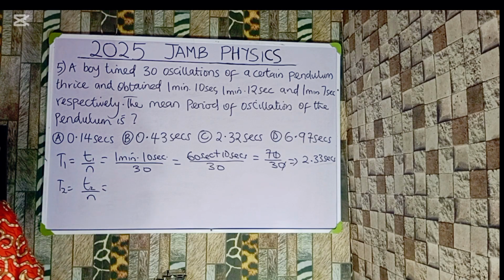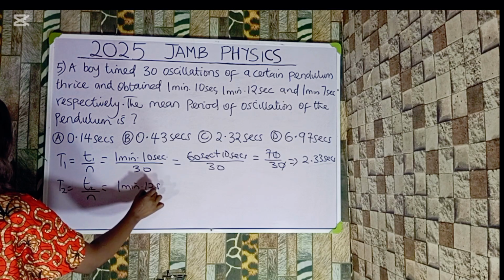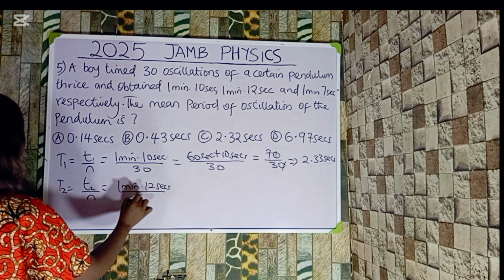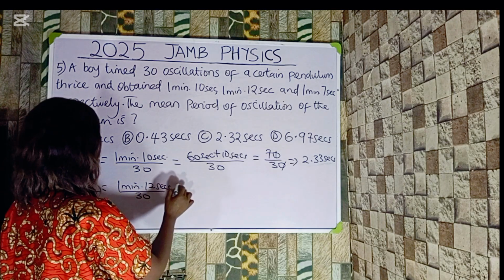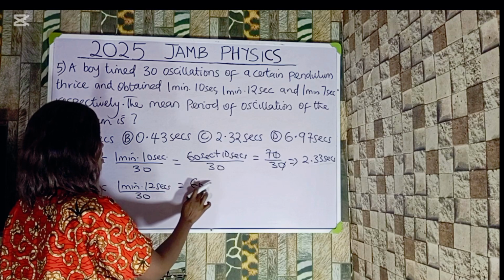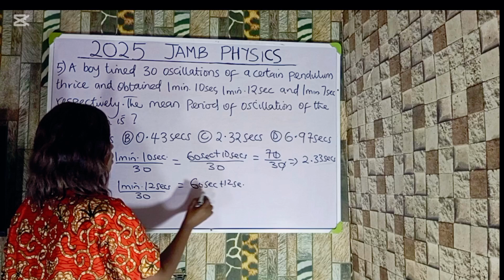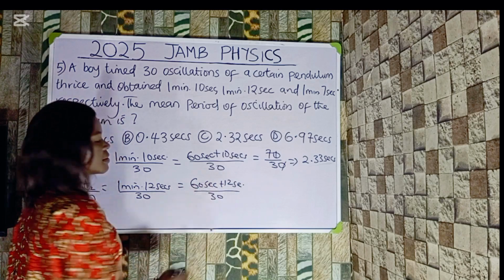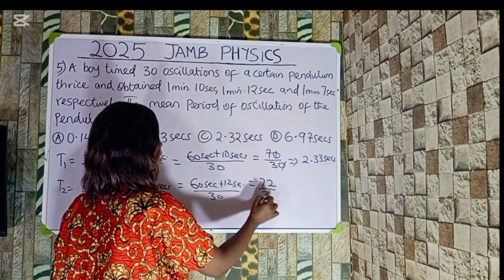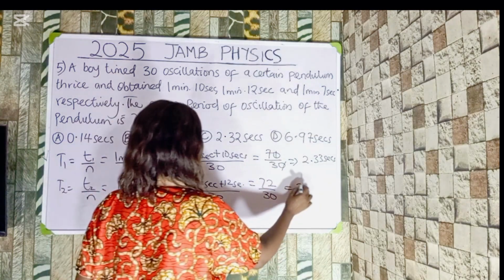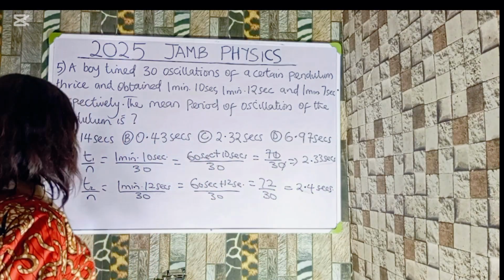Then for this next one, that is T2 over N, and my T2 is 1 minute 12 seconds, divided by the number of complete oscillations, which is 30. And 1 minute is 60 seconds plus 12 seconds, over 30, right? Now what do we have? We are going to get 72 over 30. When we divide, we have 2.4 seconds, right?